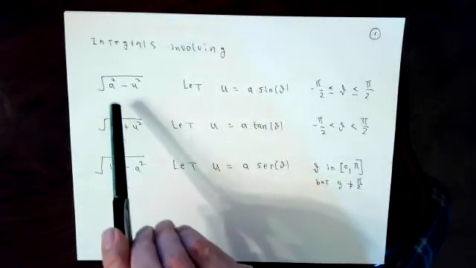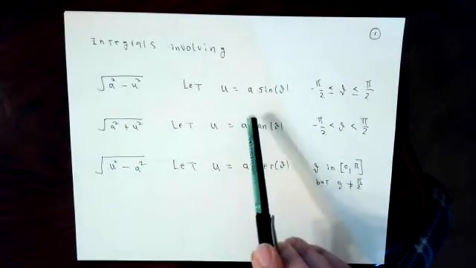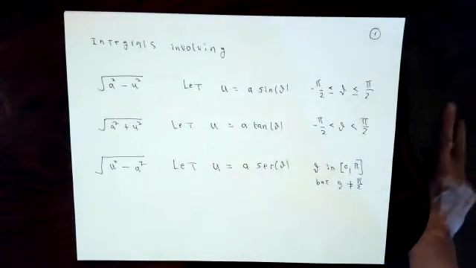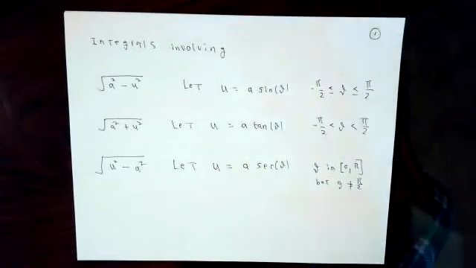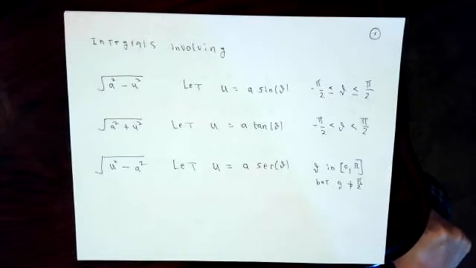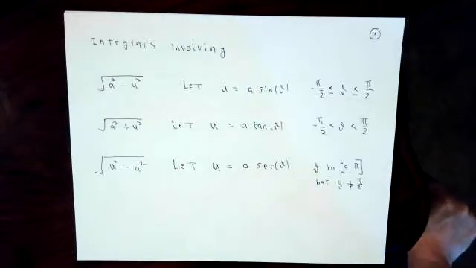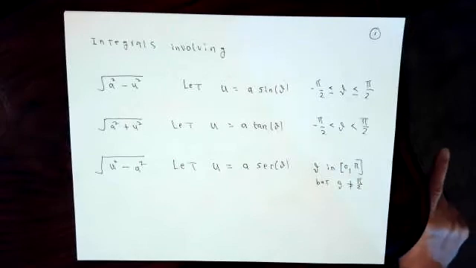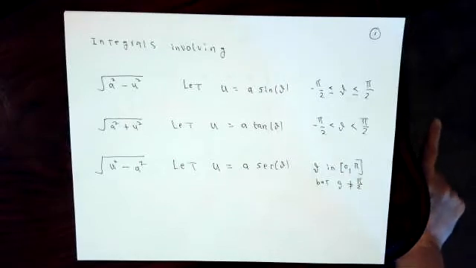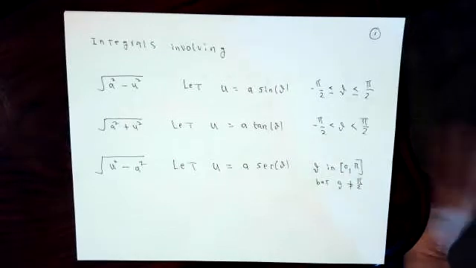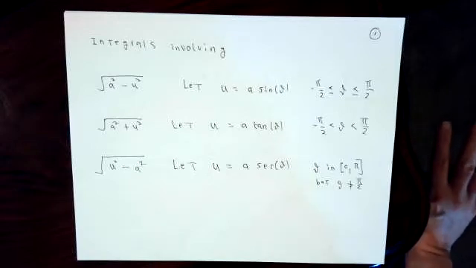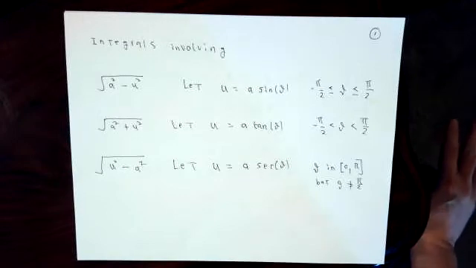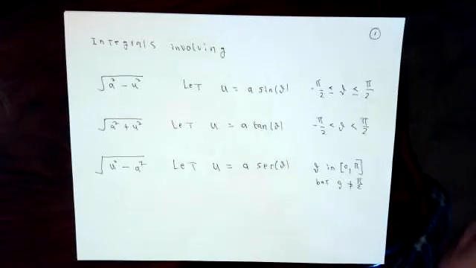If I have a factor that looks like this, I'm going to make a substitution. I'm going to let u equal a times sine of theta, where theta is in the range from negative pi over 2 to positive pi over 2. The reason that we pick that range of theta values is those are the numbers that the inverse sine can produce. So at the end, when I want to undo everything and express the answer back in terms of x again, I'll be able to use the inverse sine to do that.